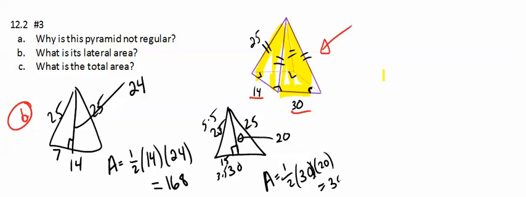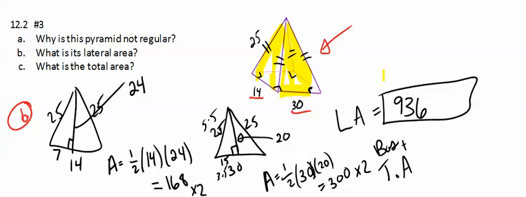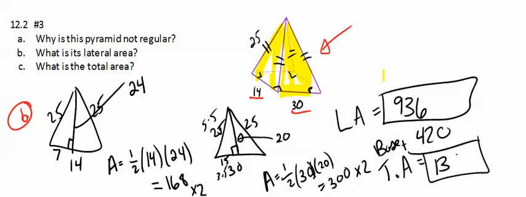which gives you 300. Now, since there are 4 faces altogether, I'll need to multiply that by 2, multiply that by 2, and then add up the sums. So the lateral area equals 936. But then to find the total area, we'll need to add the base. And the base is just a rectangle, so it'll be 14 times 30, which is 420. Therefore, the total area will be 1350.